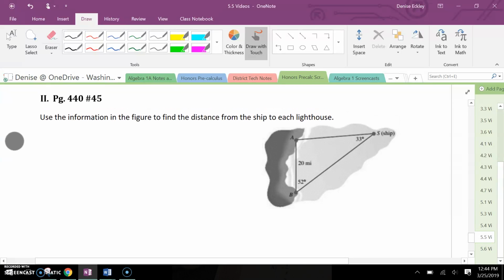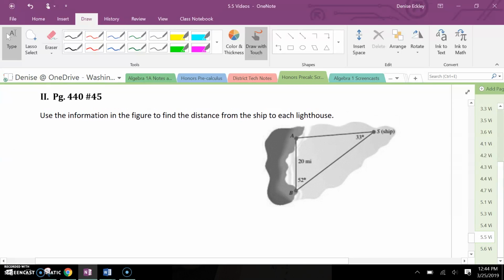Page 440, number 45, is an example of how we can use the law of sines to triangulate the position of an object. It was used a lot, and it's done through computers now, but the idea is the same. Finding the position of a ship offshore where two fixed points, in this case two lighthouses, one at point A and one at point B, are trying to figure out the exact location of the ship from the coastline, because it could be rocky, the sea might not be super deep there, so there'd be reasons why you would definitely want to know the exact position of your ship.